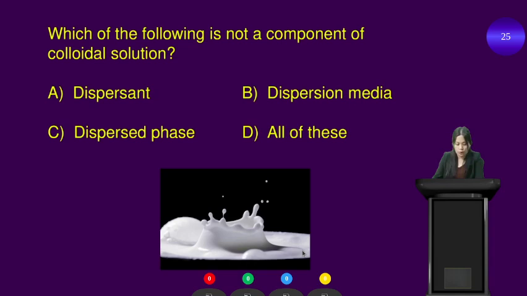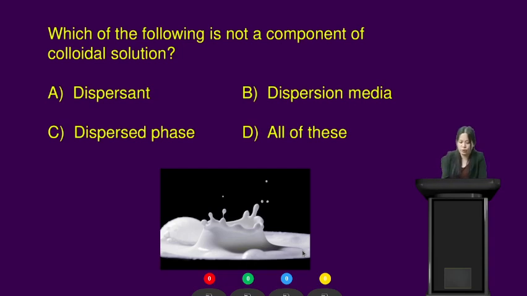Yes, students. Which of the following is not a component of colloidal solution? Option A is dispersion. Option B is dispersion media. Option C is dispersed phase. Option D is all of this. Remember students, we have only two components in colloidal solution. Alright students, your time is up.